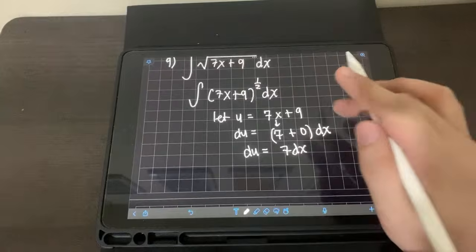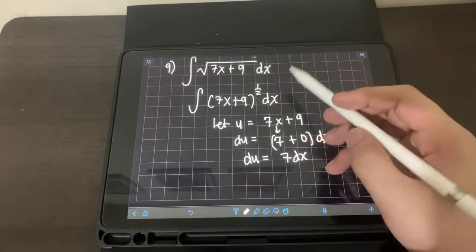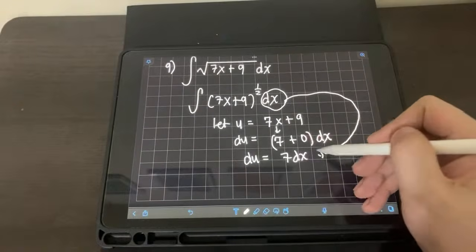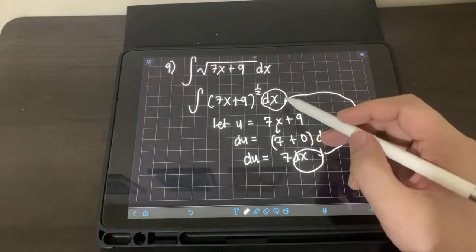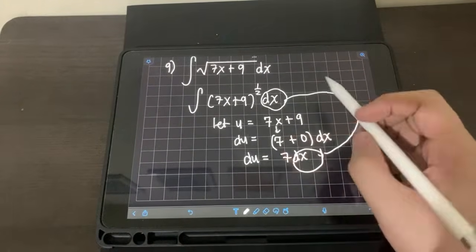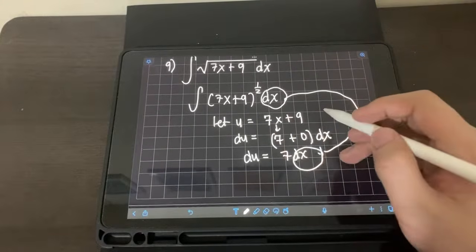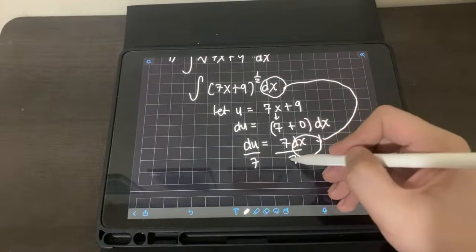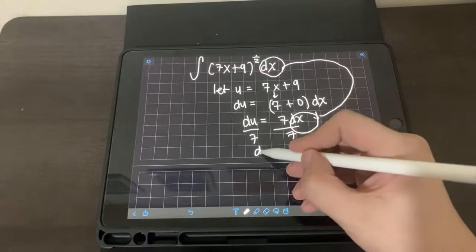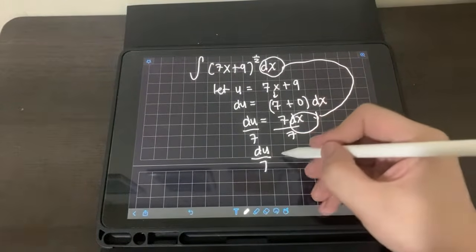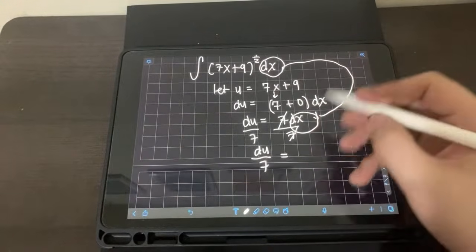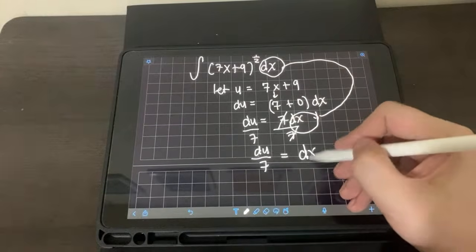Okay? Now, check nyo yung original integral. So, meron kayong dx dito. Right? So, dx lang yung gusto nyo kasi yun lang nandoon sa original integral. So, ayaw nyo ng 7 na nakamultiply sa dx. So, divide nyo both sides by 7. So, magiging du over 7 is equal to simply cancel nyo yung 7 dx.